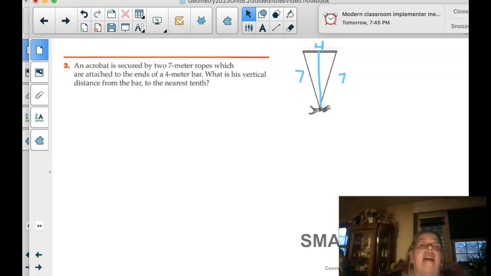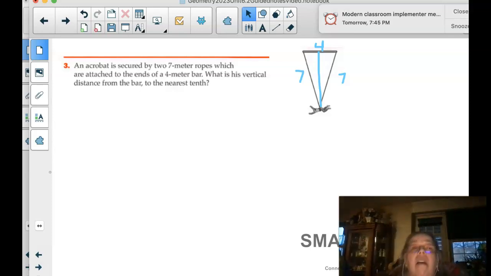An acrobat is secured by 2 7-meter ropes. She's attached by 2 7-meter ropes, which are attached to the ends of a 4-meter bar. What is her vertical distance from the bar to the nearest tenth?